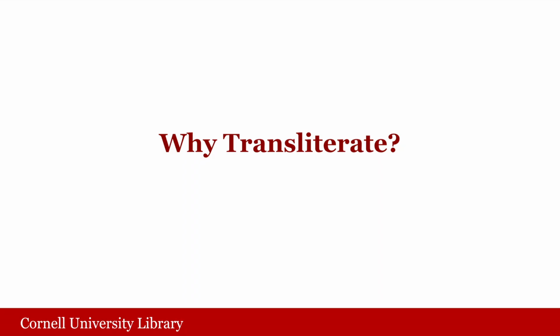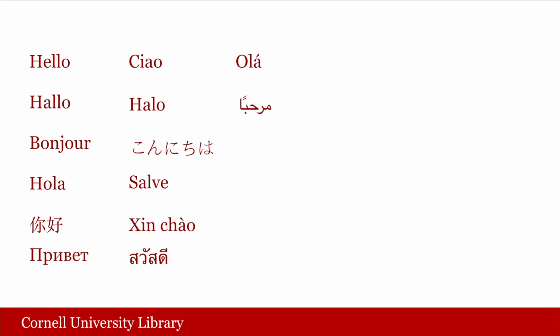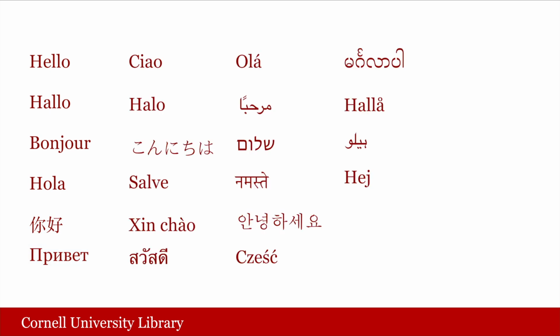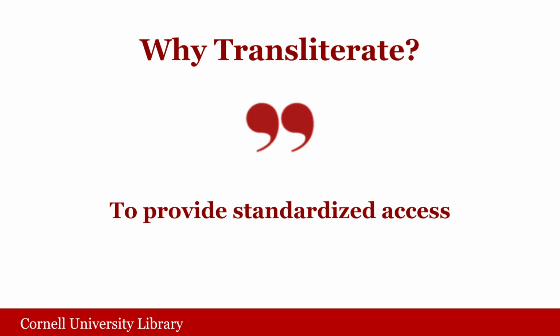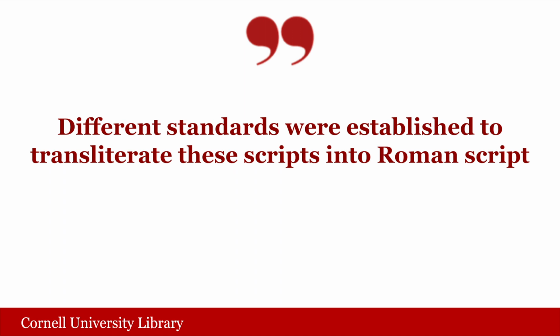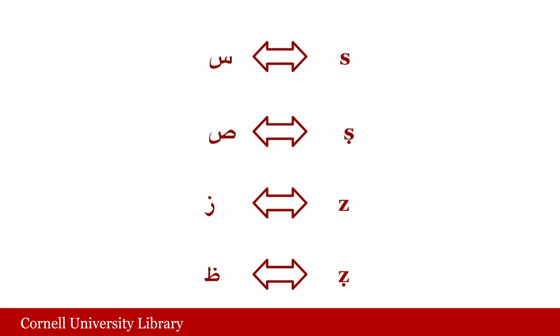Libraries work with many languages and cannot hire staff who understand all of them. Of course, these languages come in a variety of written scripts, and in order for a library to have as diverse representation of languages, some accommodations are needed to provide standardized access. Over years, different standards were established to transliterate these scripts into Roman script, often with diacritics or special markings designed to approximate phonetics and other challenges.